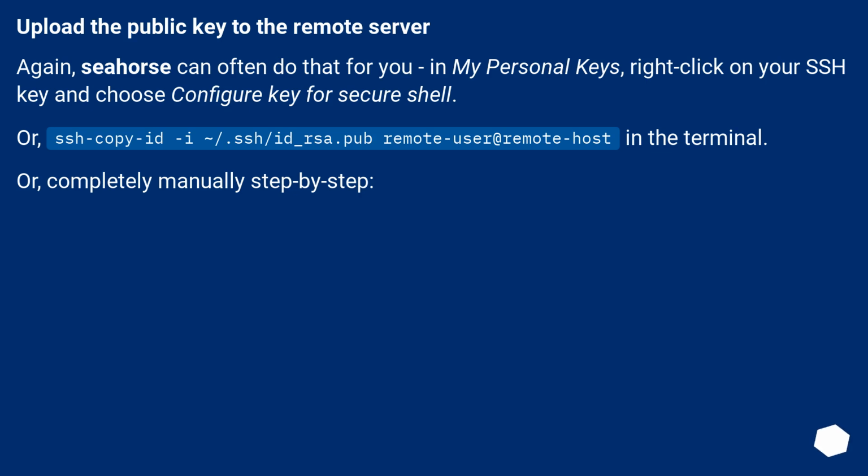Upload the public key to the remote server. Again, Seahorse can often do that for you. In My Personal Keys, right-click on your SSH key and choose Configure Key for Secure Shell. Or, ssh-copy-id -i ~/.ssh/id_rsa.pub remote_user@remote_host in the terminal. Or, completely manually, step by step.